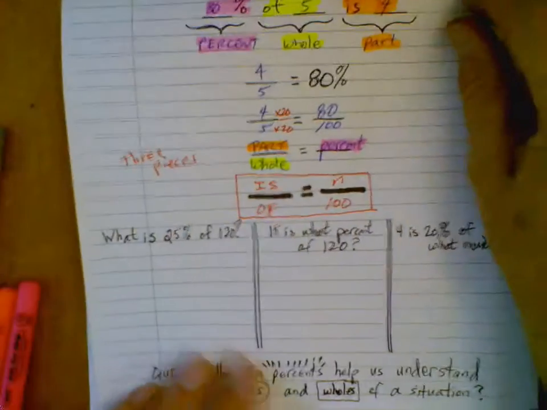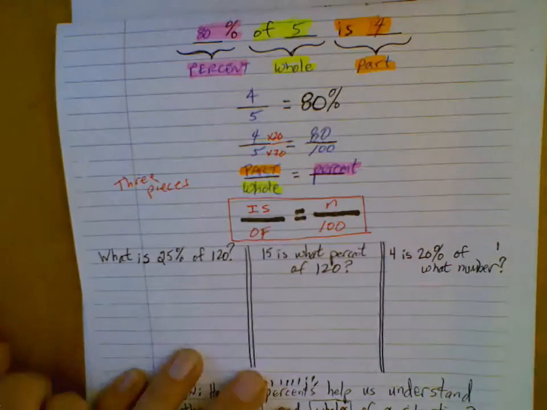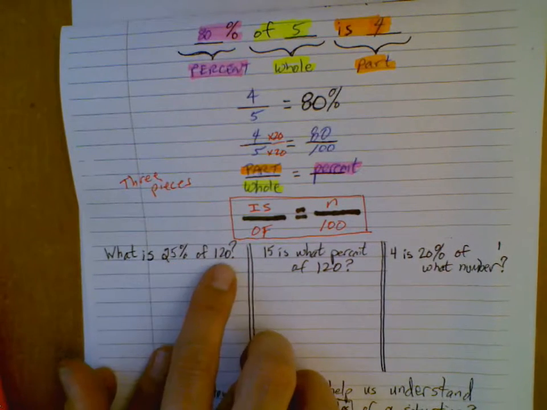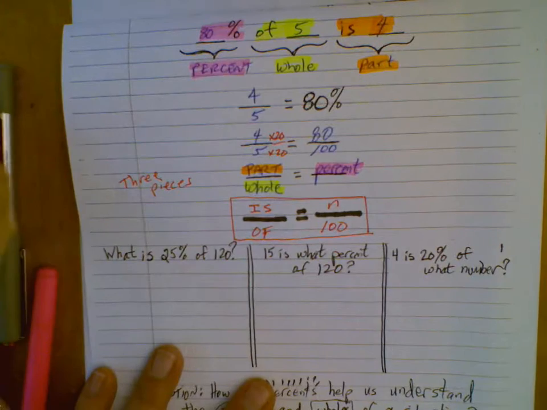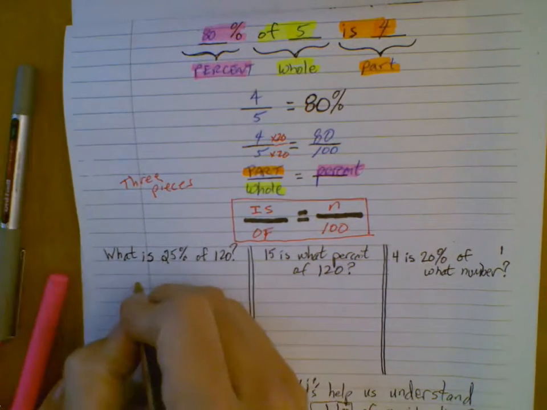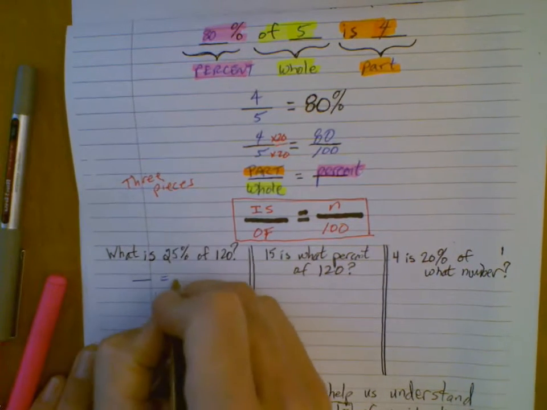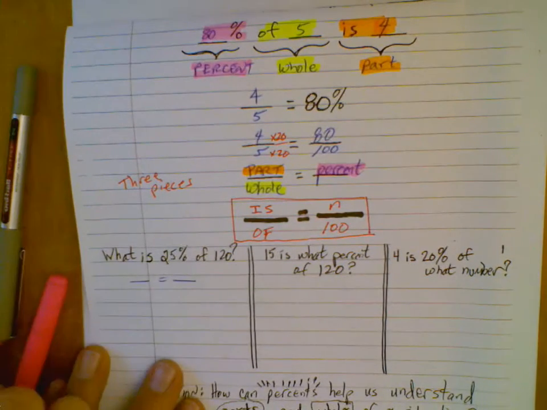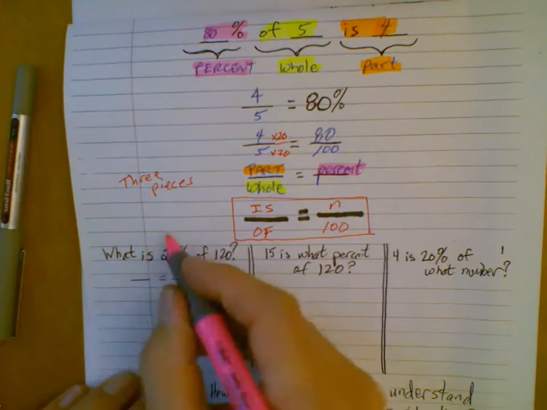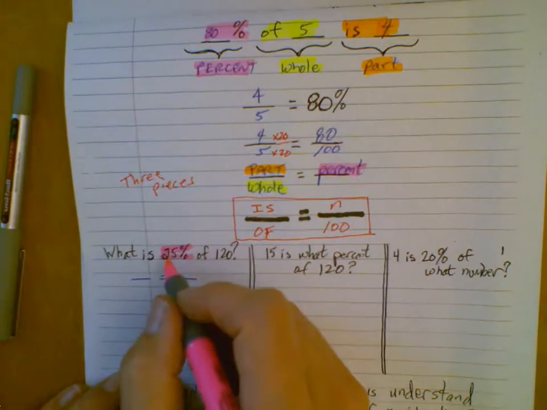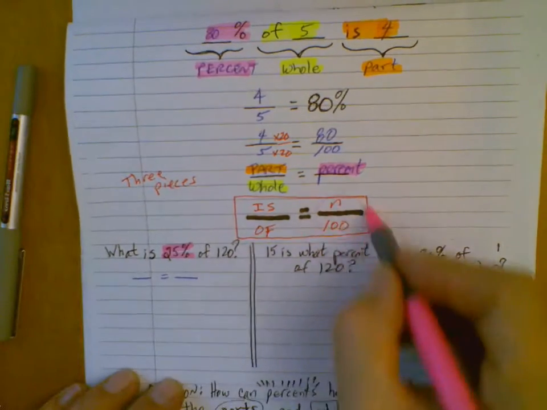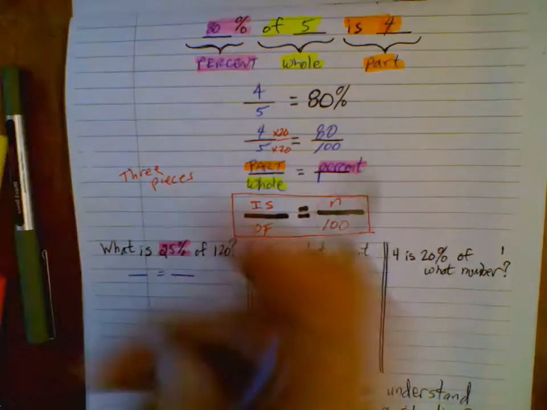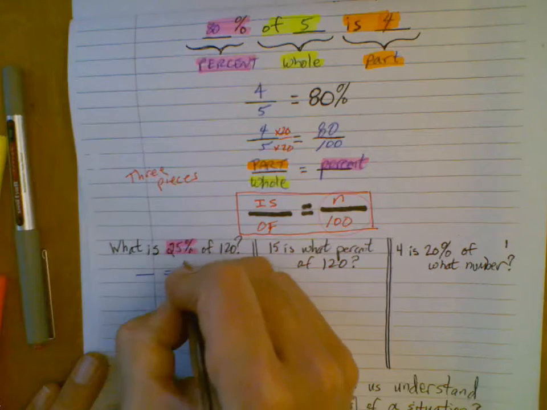So let's practice that. Here's my first problem. What is 25% of 120? Well, I have to set up my proportion. So I have a fraction on each side. And if I look at this, I notice I'm given a percent. Well, the percent I can write as some value over 100. So let me do that. In this case, 25% is 25 over 100.